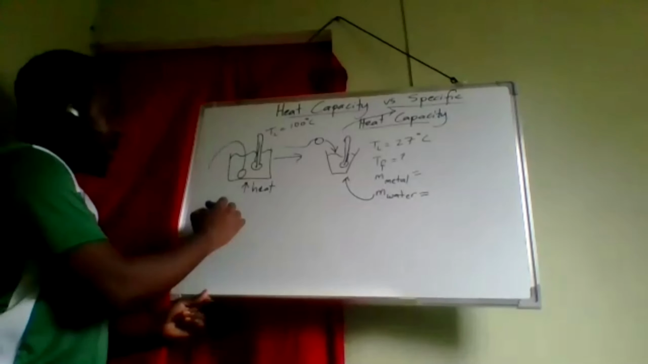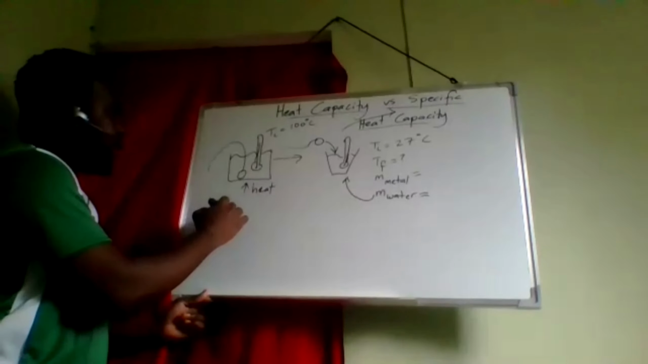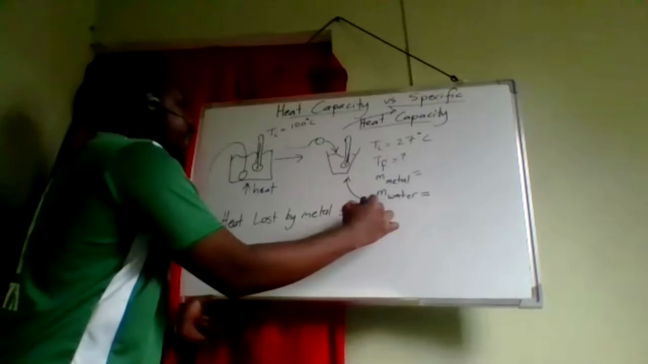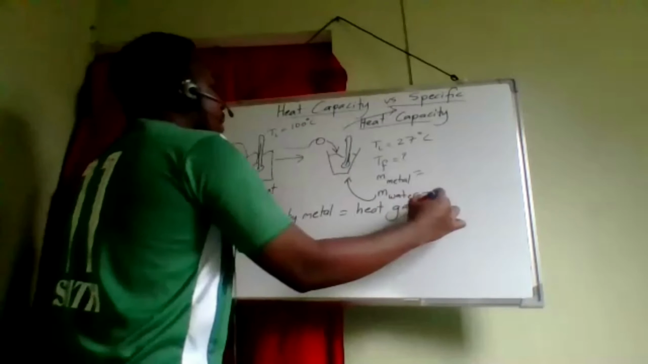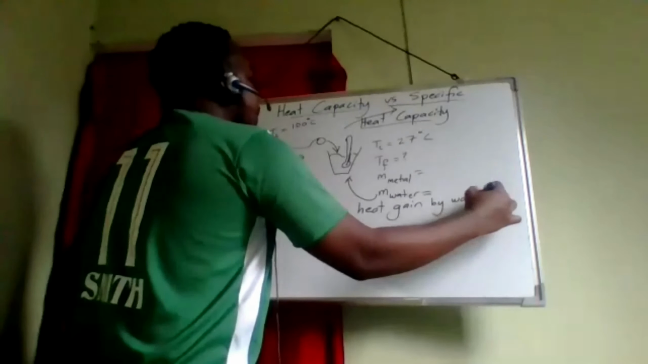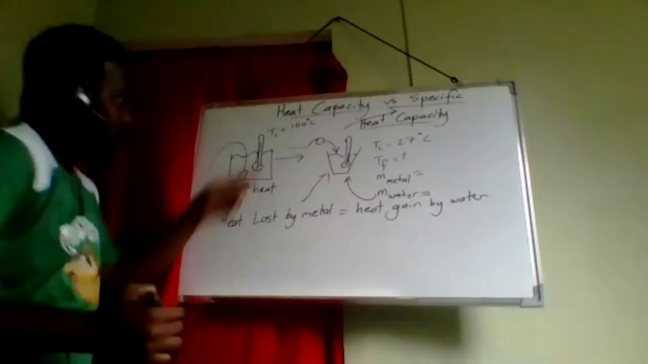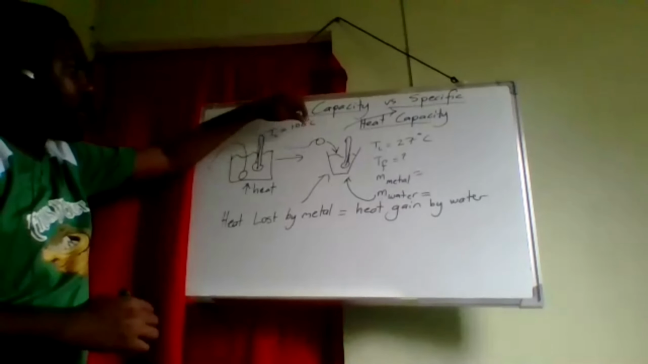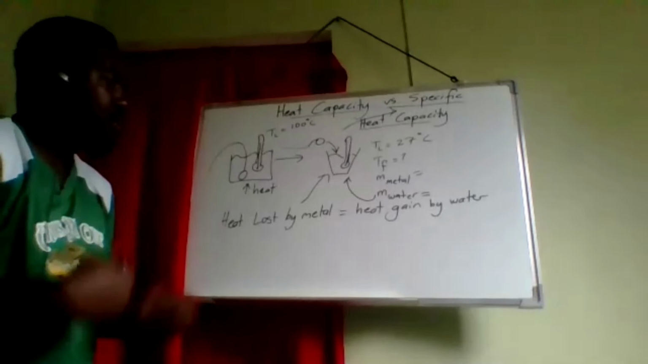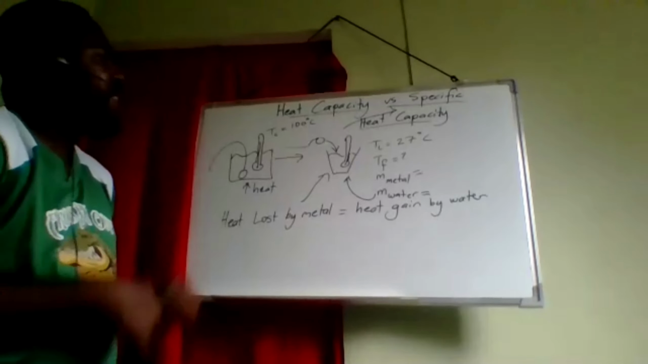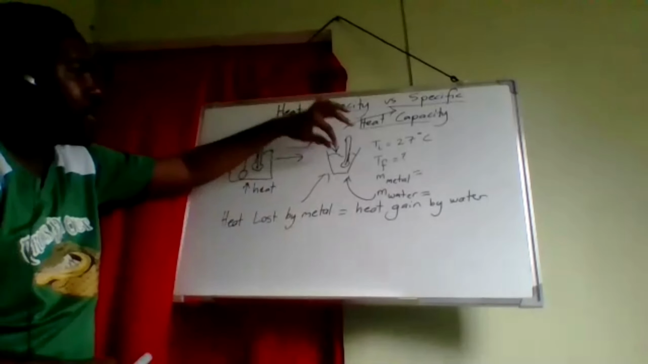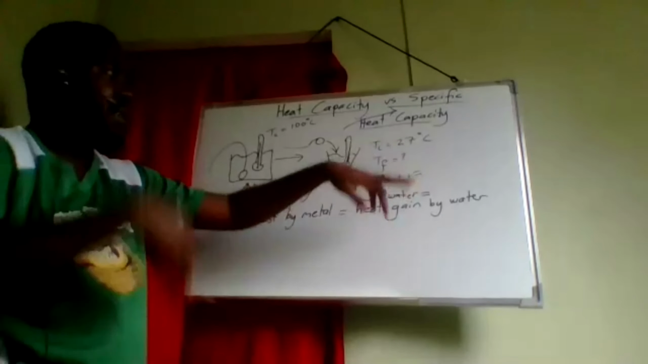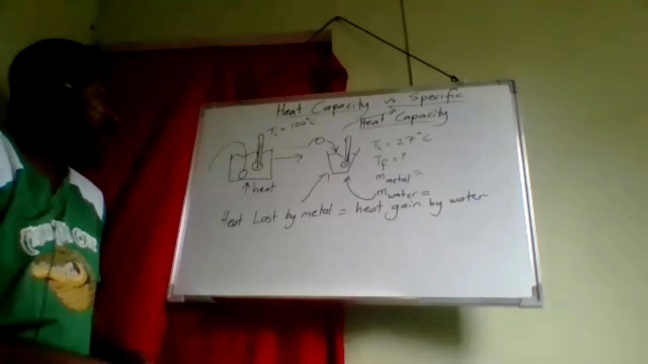So in this case, the big assumption made here is that the heat lost by the metal is equal to the heat gained by the water. So the heat that this metal has when it's being transferred from the hot water, when it enters the room temperature water, it's going to lose heat. So we're saying that that amount of heat that is lost is actually the heat that is gained by this water to raise the temperature from 27 degrees to the temperature that you get, right?